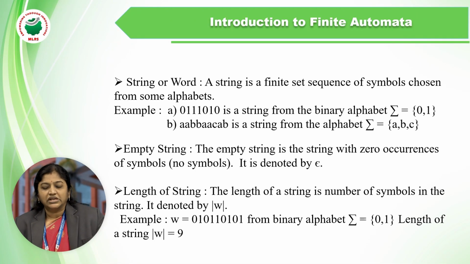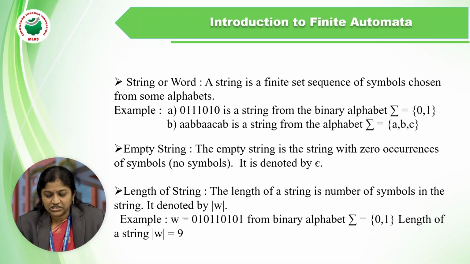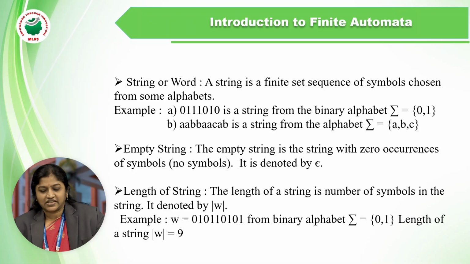String or a word. A string is a finite sequence of symbols chosen from some alphabet. Then the length of a string: the length can be anything. It can be 0, 1, it depends. So a string is whatever sequence there is. Here, 0, 1, 1, 1, 0, 1, 0, this we'll say is a string. How much is the length? 0, 1, 2, 3, 4, 5, 6, 7. The length of the string is 7 here.